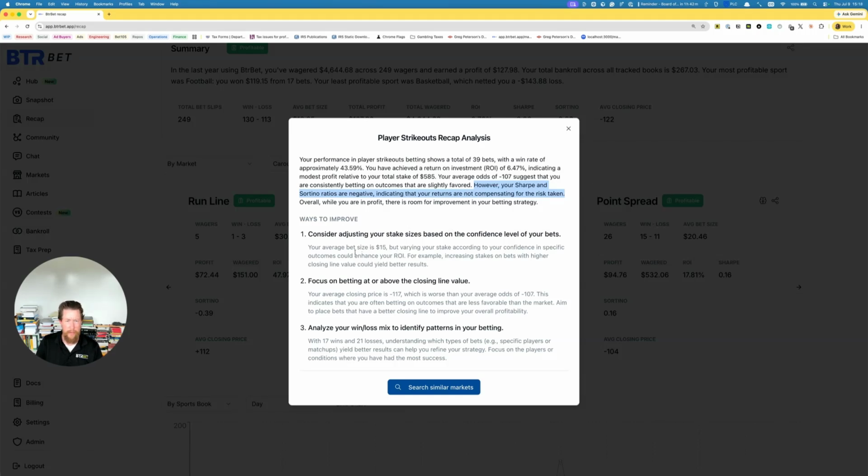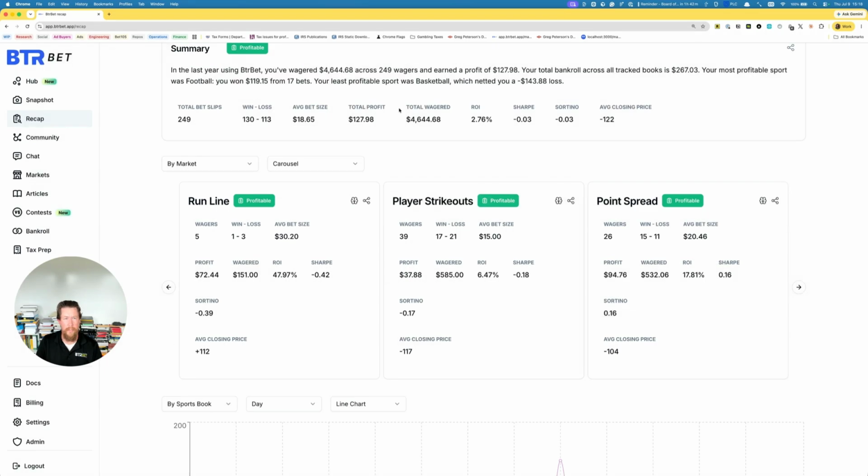All right, so I've been betting $15 every time. I really should size my bets differently. My average closing price is -117, but my average odds is -107. So that's not terrible. So let's go find some bets.